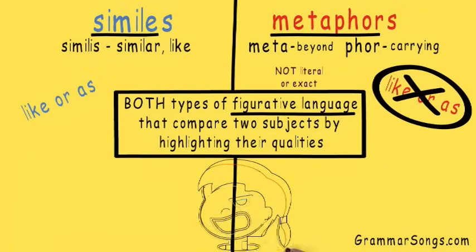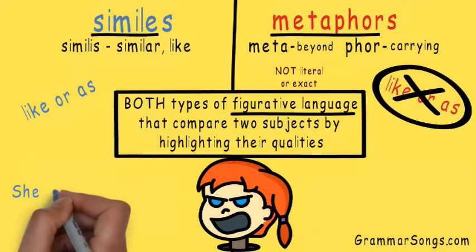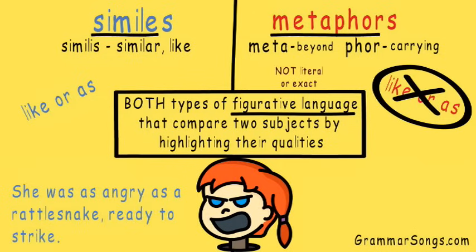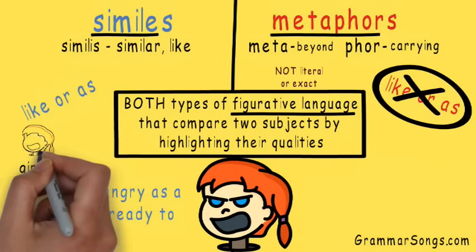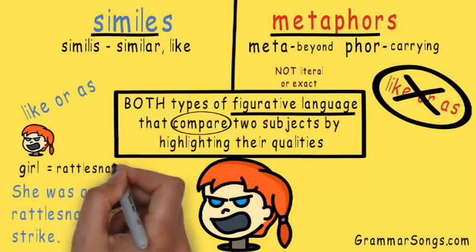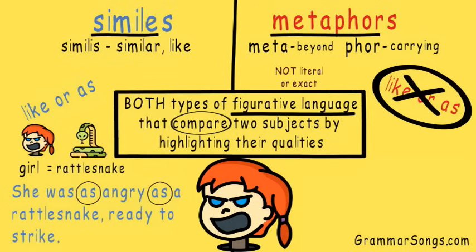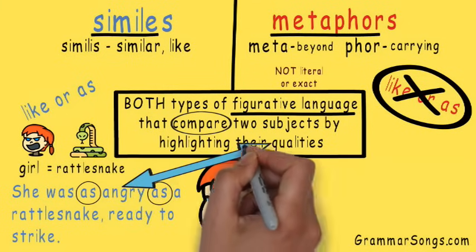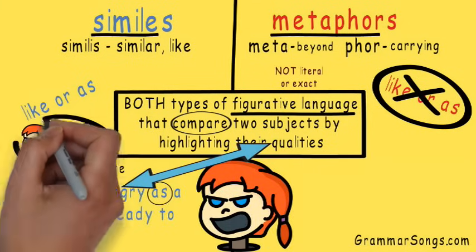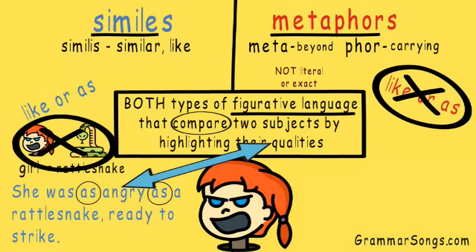Here is an example of a simile. She was as angry as a rattlesnake, ready to strike. The girl is being compared to a rattlesnake. The word as is the clue that lets the reader know this is a simile. The quality being compared is their anger. But since a girl is not exactly or literally a rattlesnake, the author is using figurative language to express the quality being shared, their anger.